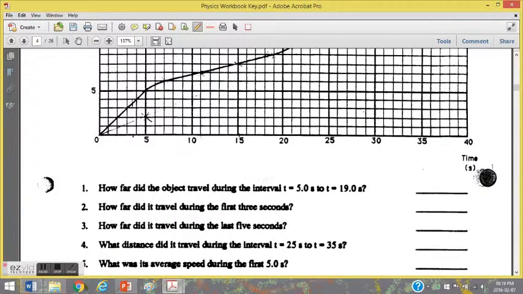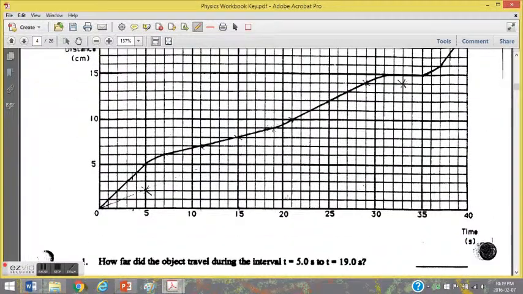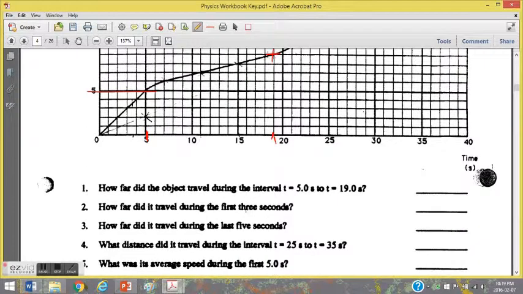How far did the object travel during this time interval? Given that the time is given on the bottom, so 5 seconds, there it is. Up to 19 seconds, there it is. Oh, okay. It went from 5 centimeters to 9 centimeters. Oh, it traveled a grand total of 4 centimeters.